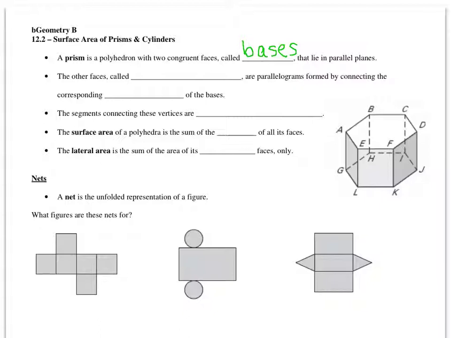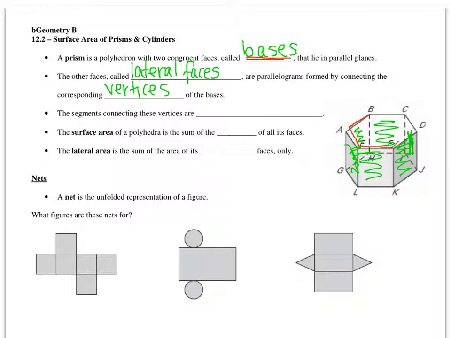The other faces, called lateral faces, so lateral usually means sides, but lateral faces are parallelograms formed by connecting the corresponding vertices of the bases. So our lateral faces are these pieces on the side that I'm doing in green here. Those are my lateral faces. And then my bases, I'm going to put them in red, this up here along the top, that's one of my bases, and down here at the bottom I've got another base. It's my other base.